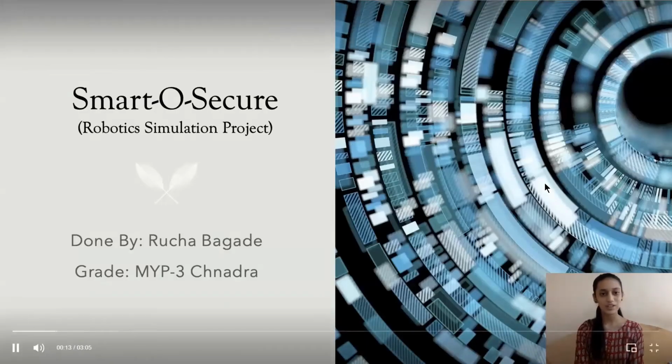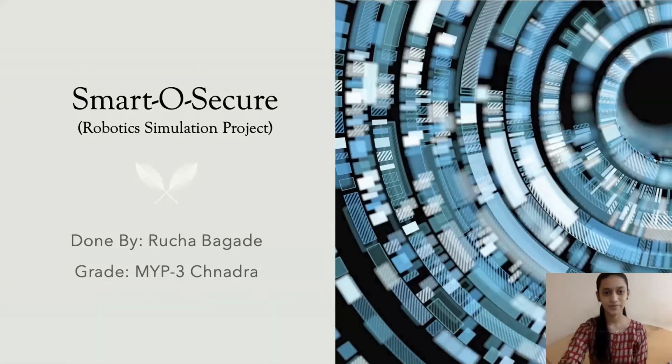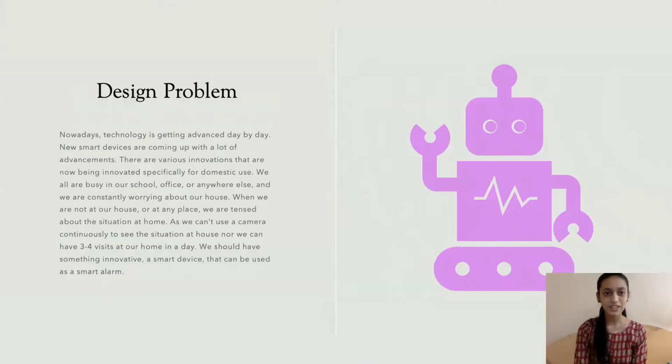Today I'm going to share a robotic simulation project for domestic use. It is called Smart to Secure. The design problem. Nowadays, technology is getting advanced day by day. New smart devices are coming up with a lot of advancements. There are various innovations that are now being innovated specifically for domestic use.